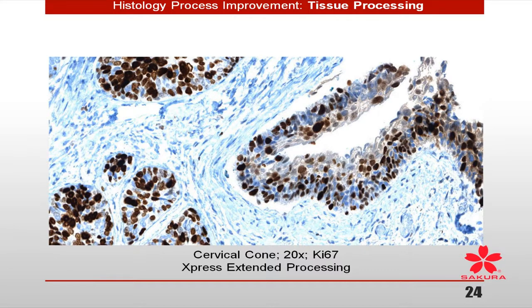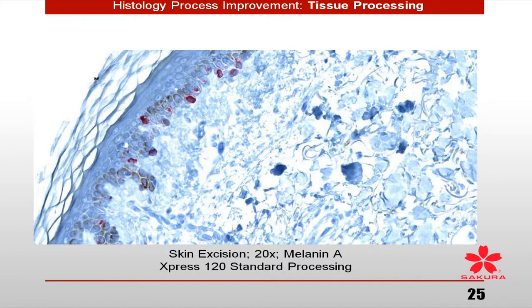Cervical cone, Ki-67. This was the extended processing on the 120, a 2-hour process. No need to have 6, 8, 12 hours of processing if you standardize the fixation and the sample selection. Skin excision, standard processing, which is a 1-hour process. Melan-A, if you have a lot of melanoma cases, this is absolutely the stain that you're going to be doing. There are no obstacles, really, to moving to rapid or continuous rapid processing.